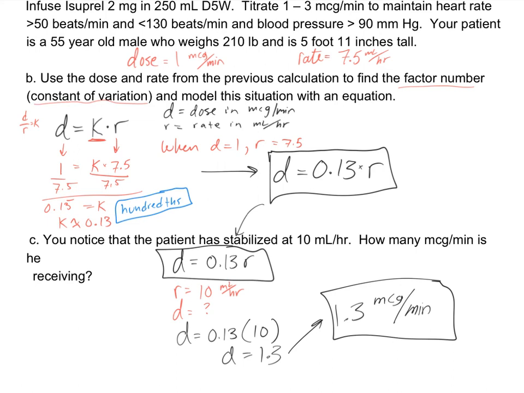There may be times where you are given another dose, so you need to plug the dose in for D and solve for R. So you really need to be careful with these problems, and you want to read very carefully and make sure you understand what variables you're using and what values you're plugging in for those variables.